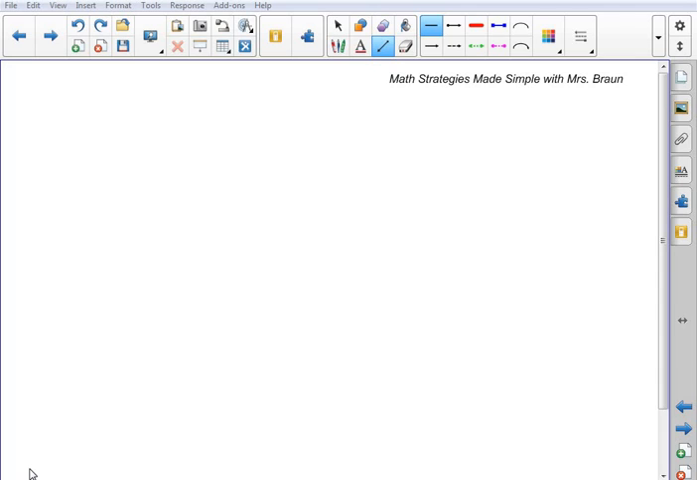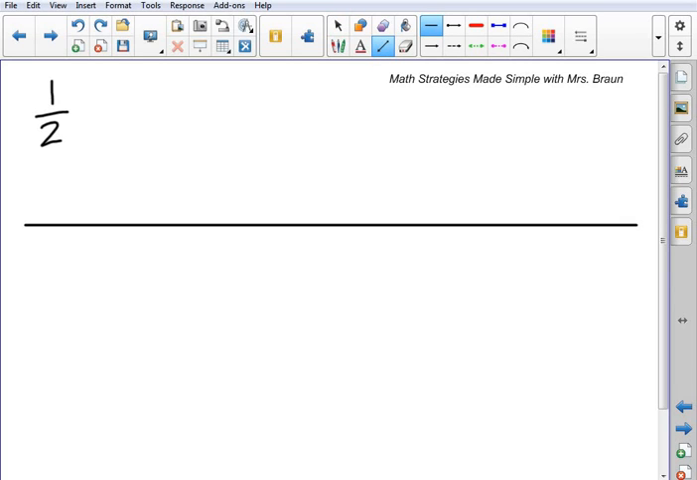And so let's take a look at this fraction 1/2. The first thing that I'm going to do is draw a number line so that I can represent 1/2 on my number line. So the first thing I'm going to do is draw my 0. And that denominator of 2 right here tells me that I need to have 2 equal spaces between each whole. So I'm going to draw 2 equal spaces. That tells me my 1 goes right here.